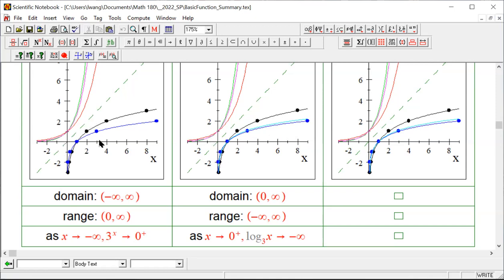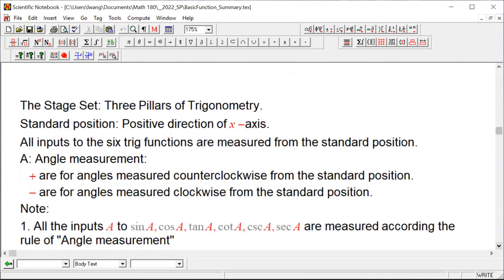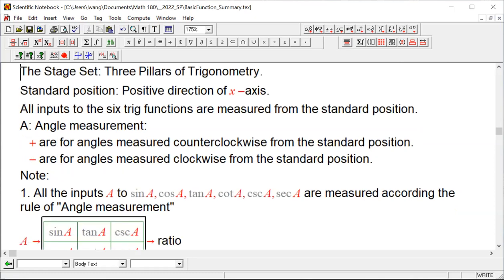So for these functions, we studied whether they are increasing, decreasing, even, odd, and so on. We studied all of these concepts. And finally, we spent a lot of time studying trig functions.